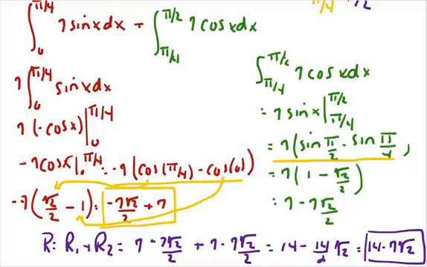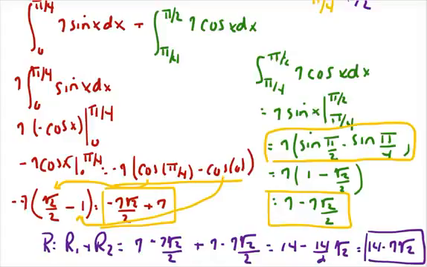The region from pi over 4 to pi over 2 of 7 cosine x comes down to the antiderivative here. Evaluate it between pi over 4 and pi over 2, and that region evaluates to 7 minus 7 times the square root of 2 over 2, again using the unit circle. Combining those two regions, you should come out with the area of 14 minus 7 times the square root of 2.